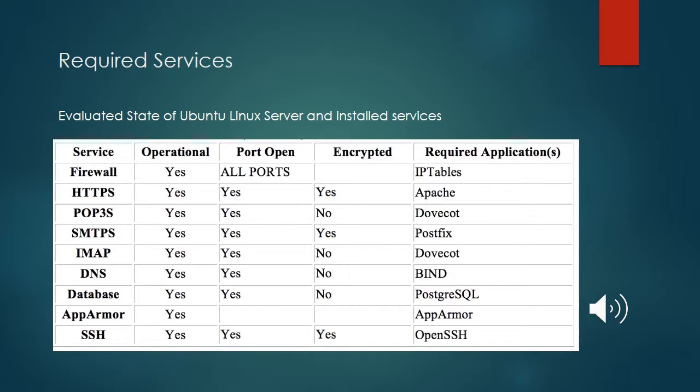The AppArmor Mandatory Access Control service was installed and operational. This was an internal service, so there was no need for open ports or encryption. The profiles had about 17 that were enforced and 33 that were just set to complain mode. SSH was installed and used the OpenSSH application service. The ports were open, and SSH was using an encrypted connection.